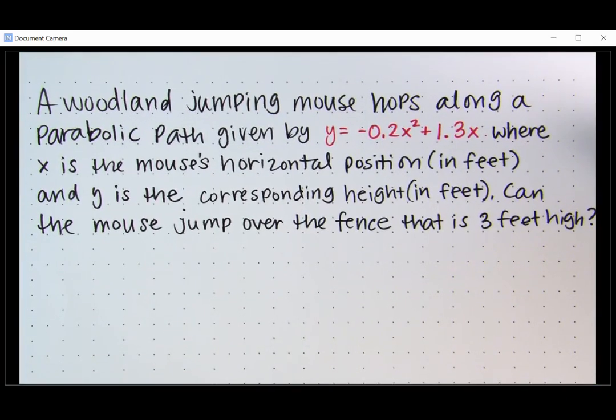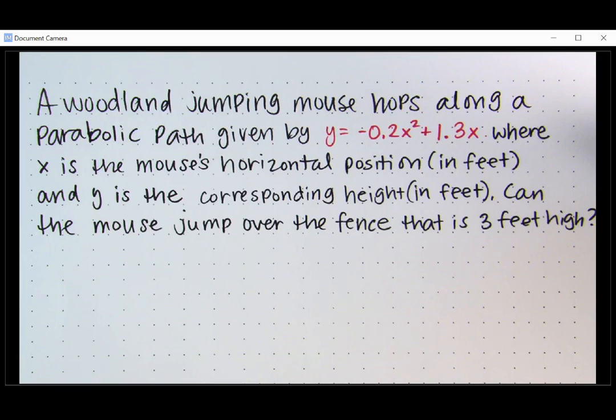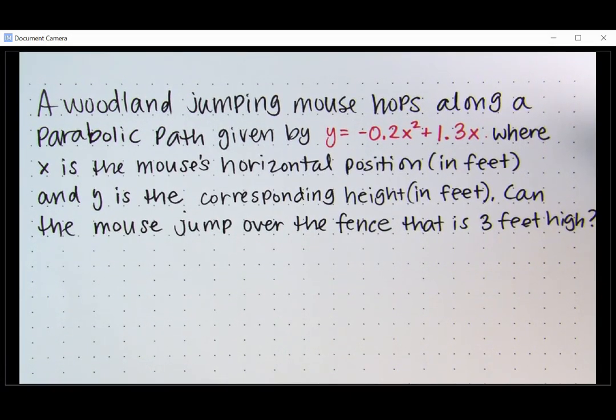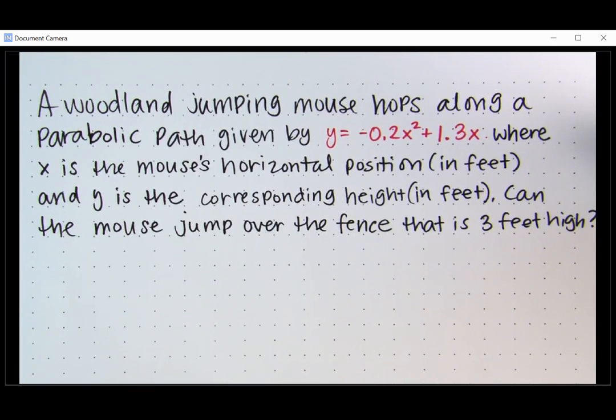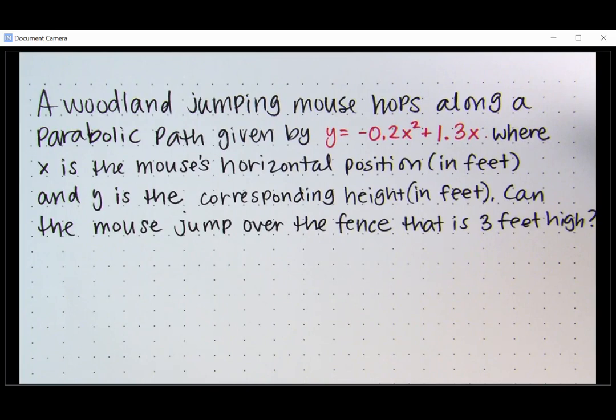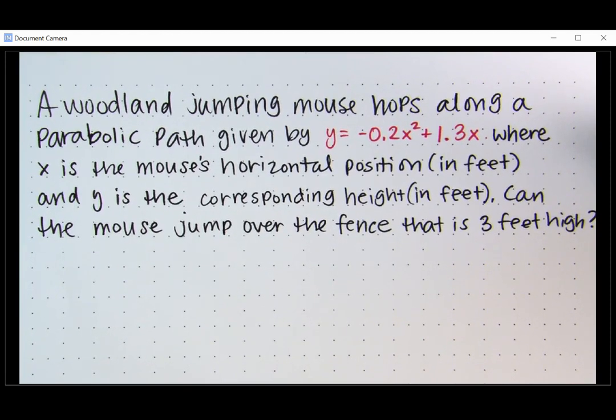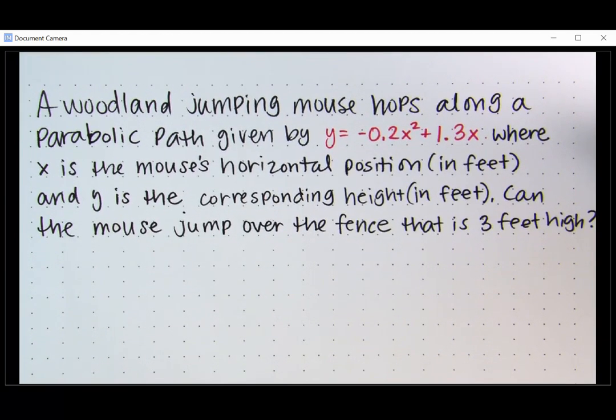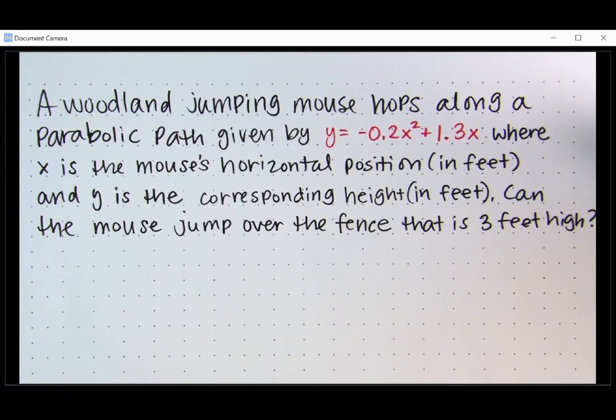Okay, our last example here is a word problem. So take a second and push pause if you need to copy this down. A woodland jumping mouse hops along a parabolic path given by y equals -0.2x squared plus 1.3x, where x is the mouse's horizontal position in feet, and y is the corresponding height in feet. Can the mouse jump over the fence that is 3 feet high?